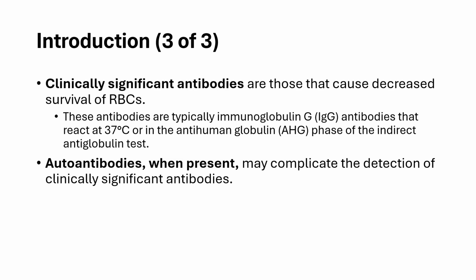For autoantibodies and antibody detections, some definitions. An autoantibody is an antibody that reacts against a person's own red blood cell antigen. For clinical relevance, their presence can complicate the detection of clinically significant alloantibodies, which are antibodies against transfused or fetal red blood cells. Why does this matter? Autoantibodies can cause pan-reactivity in testing, masking, or even mimicking the presence of other specific antibodies that could be harmful during transfusion.